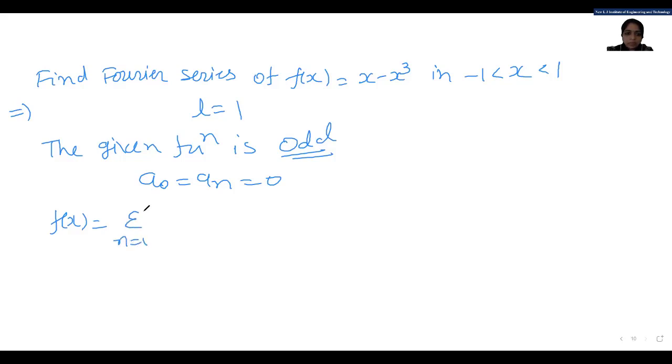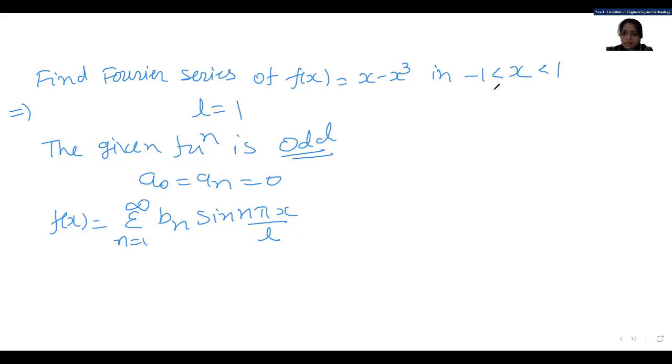to summation n 1 to infinity bn sine n pi x by L. Again I remind you students, don't forget to write n pi x by L as our integral is minus L to L. If our integral is minus pi to pi, at that time we have to put here sine nx only. Understood? Because when our integral is minus pi to pi, our L is pi and both pi will be cancelled. So the only remaining term is sine nx.